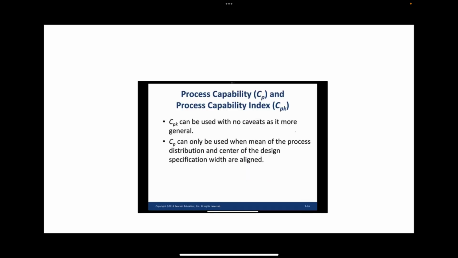So what is the difference between process capability and process capability index? CPK can be used with no caveat. That means this is a general number. You can use it anywhere. But CP can be used only when the mean of the process distribution and the center of the design specification width are aligned. So that is the difference between CP and CPK. CPK we will use when the mean and nominal values are not aligned.